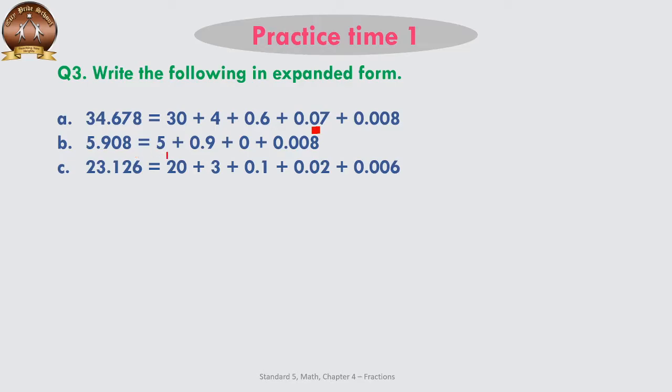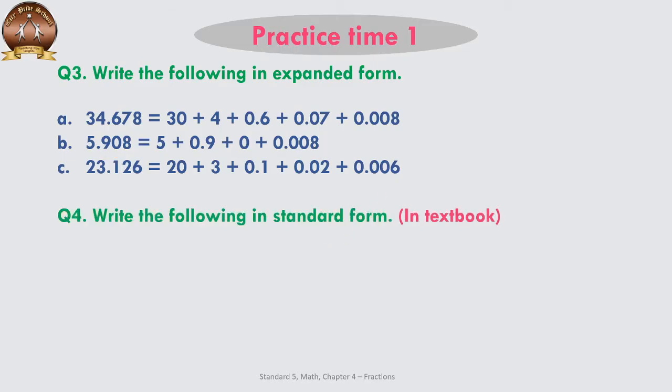5.908 can be written as 5 plus 0.9 plus 0 plus 0.008. Why? Because these two places are there and 8 is at the thousandths place: tenths, hundredths and thousandths. Now 23.126 is 20 plus 3 plus 0.1 plus 0.02 plus 0.006.